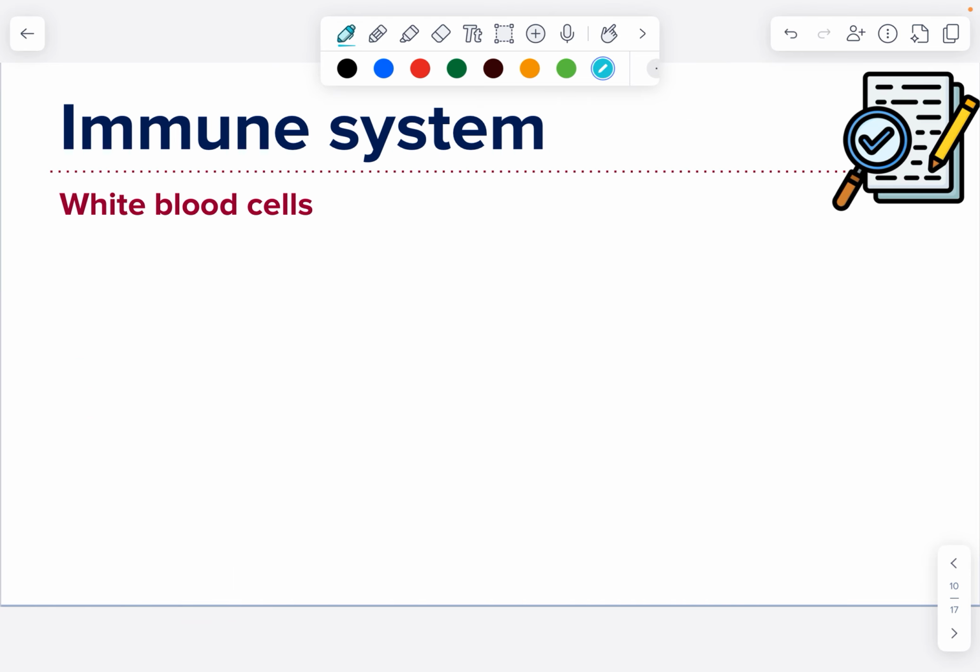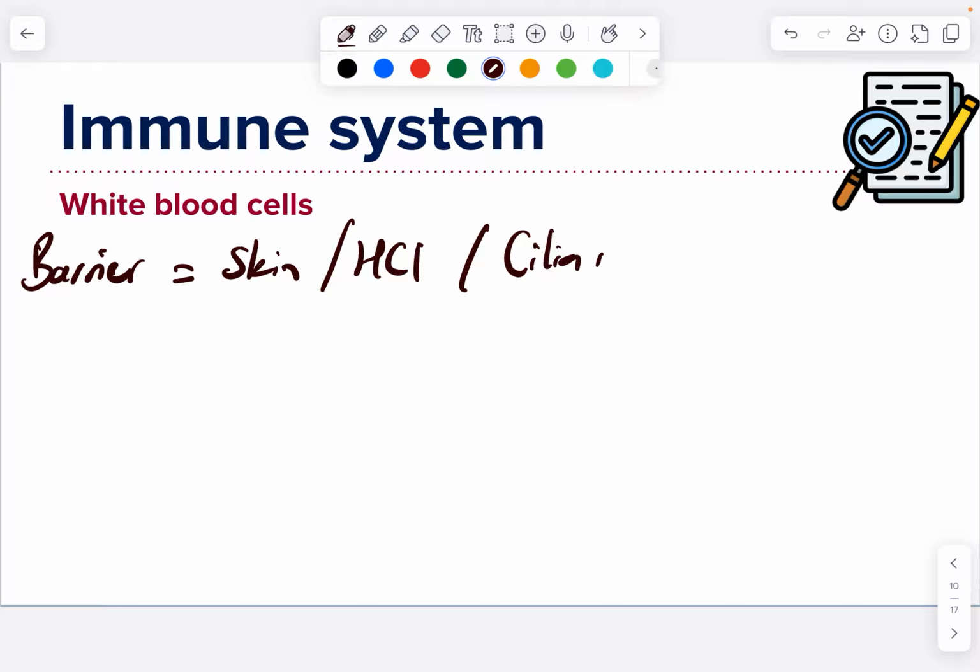There are barriers in your immune system which prevent the entry of pathogens. A barrier is preventing the entry, and the skin is the best example of that. Hydrochloric acid is a very good example, and cilia and mucus together are an example of that. But ultimately, you want to focus on your white blood cells in terms of prevention.